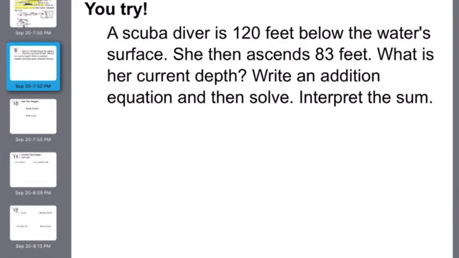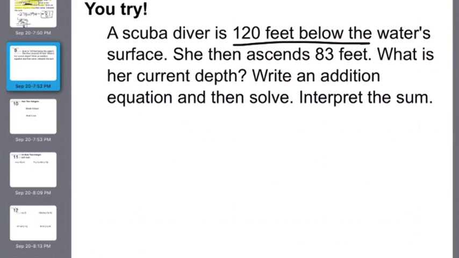So I want you to try. It says a scuba diver is 120 feet below the water's surface. She then ascends 83 feet. What is her current depth? And a little vocab here for you is ascends means goes down. Write an addition equation and then solve. So pause and try and then check with me.